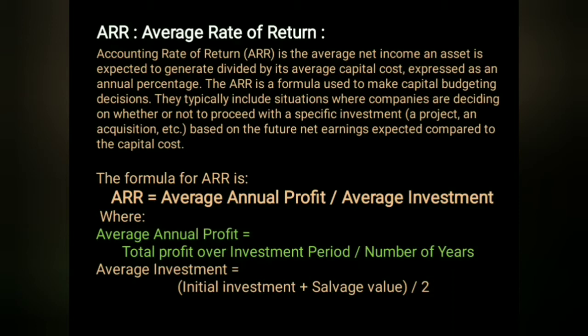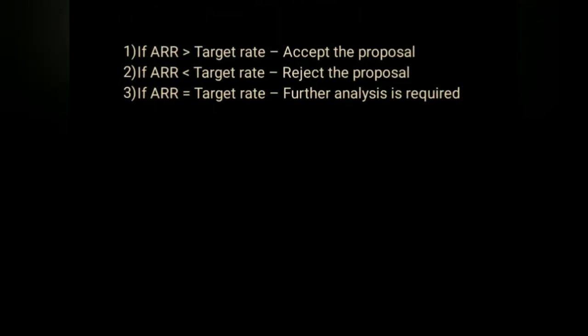Here we have acceptance and rejection rules for ARR. If ARR is greater than the target rate, the project can be accepted. If ARR is less than the target rate, the project can be rejected. If ARR is equal to the target rate, further analysis is required. We have to do another way of analysis.